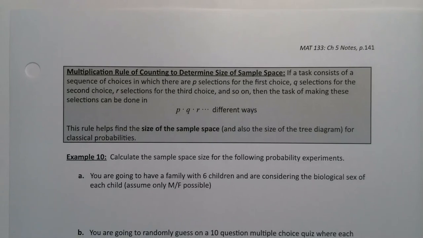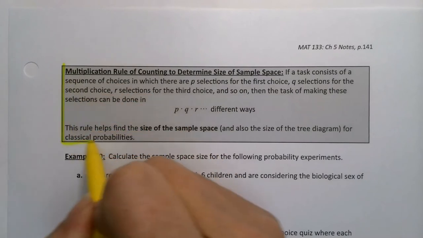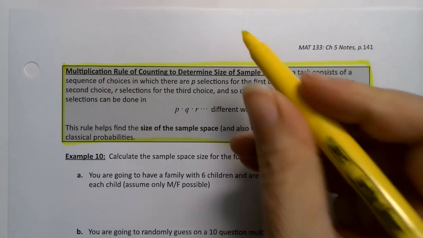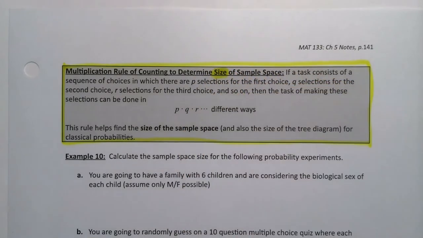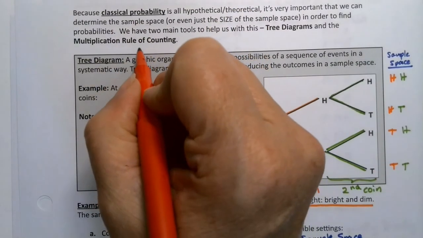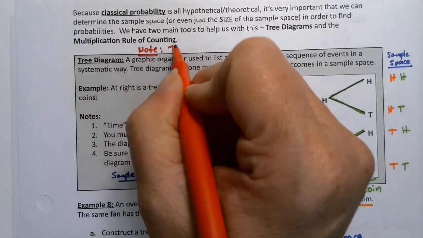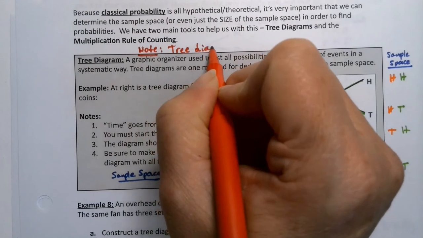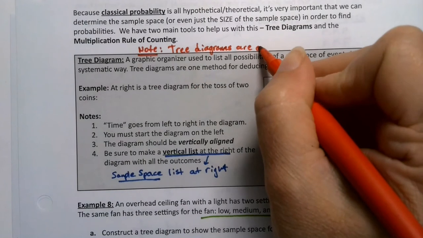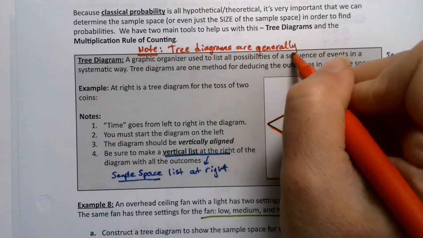So the multiplication rule of counting helps us determine the size of the sample space without actually having to make a tree diagram or anything like that. Right? Tree diagrams are pretty limited. We could actually say that back here. So tree diagrams are the kind of thing you only want to do for a small sample space. I'll actually make a note back here. They're generally for small sample spaces because otherwise they get unwieldy.